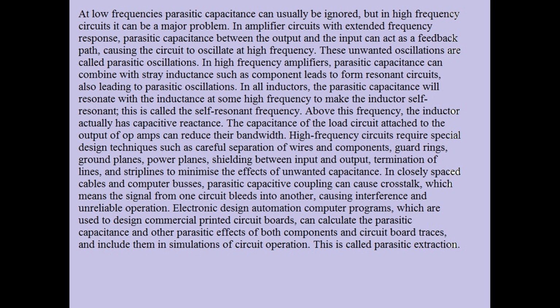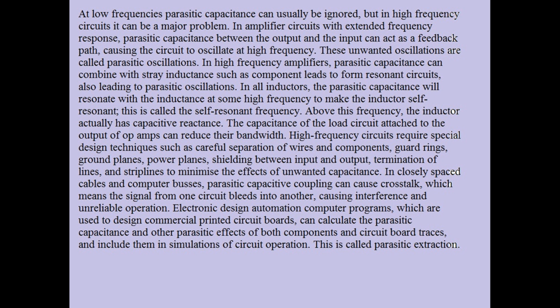At low frequencies parasitic capacitance can usually be ignored, but in high-frequency circuits it can be a major problem. In amplifier circuits with extended frequency response, parasitic capacitance between the output and the input can act as a feedback path, causing the circuit to oscillate at high frequency. These unwanted oscillations are called parasitic oscillations.